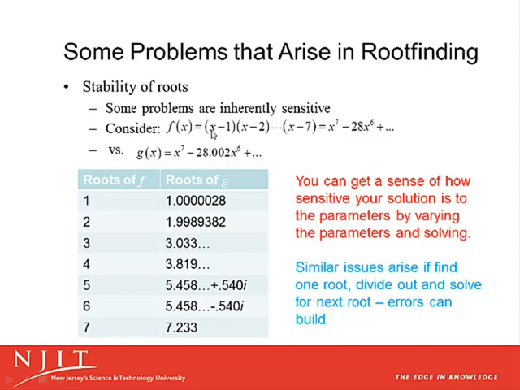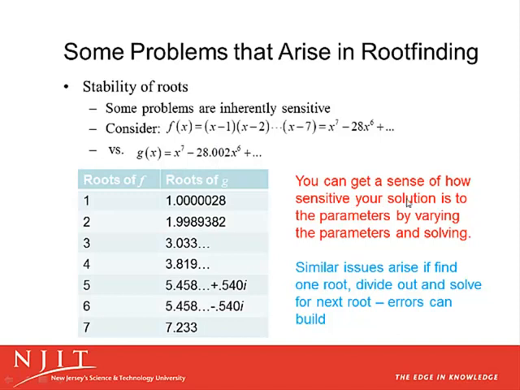Well, the roots of the original function f were just 1, 2, 3, 4, 5, 6, 7. The roots of g, well, one root is very close to 1, one is close to 2, the next one's sort of close to 3, the next one's a little less close to 4. Roots 5 and 6 even have an imaginary component in them, and 7 changes quite a bit. So a small change in just one of the parameters, one of the coefficients, really messed up our problem.